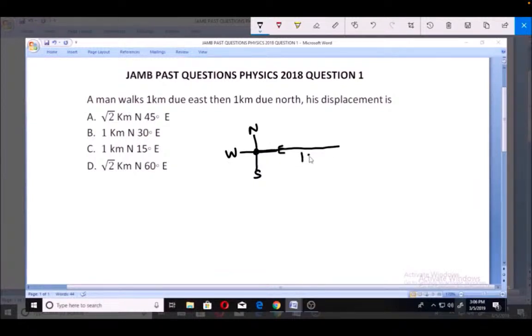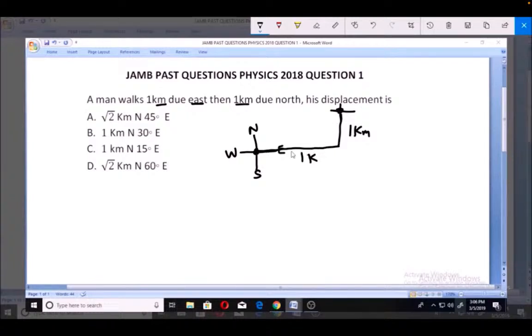Then after walking 1 kilometer due east, he then walked 1 kilometer due north. So he's going to walk up north. This is the direction of the north, because this is east, this is north, and he walked also 1 kilometer north. So that is the movement. Then it is asking us the displacement. So we'll pick also the cardinal point, the reference point of this north. So he has moved from here down to this place.